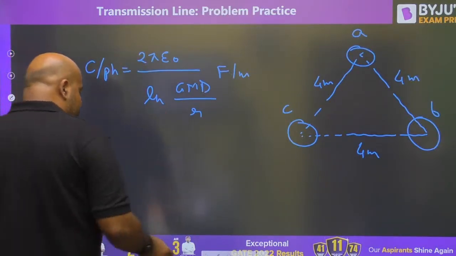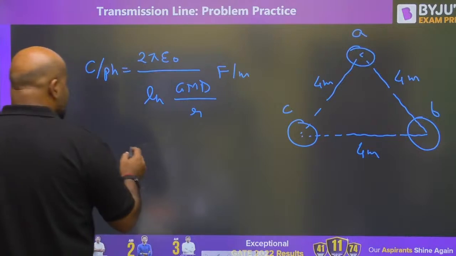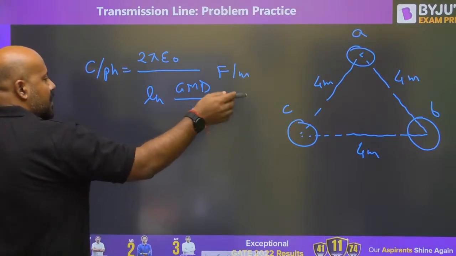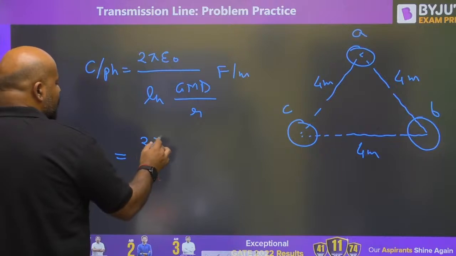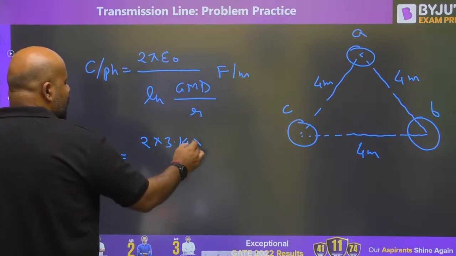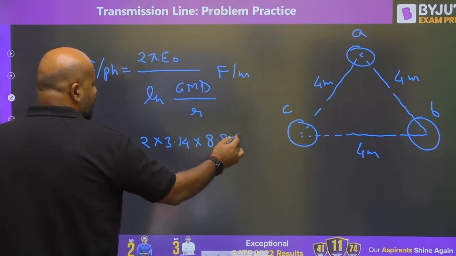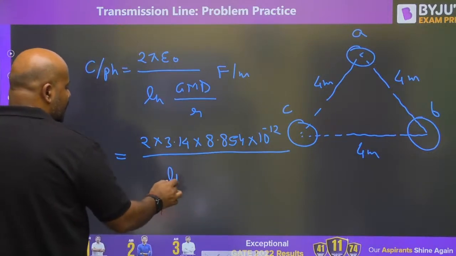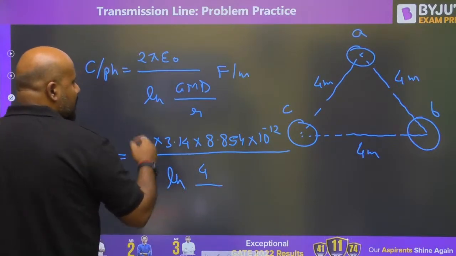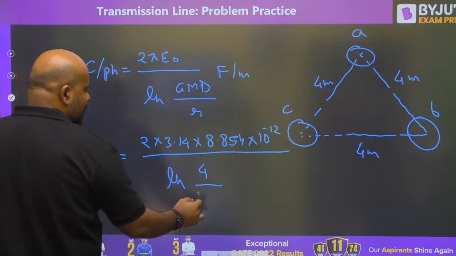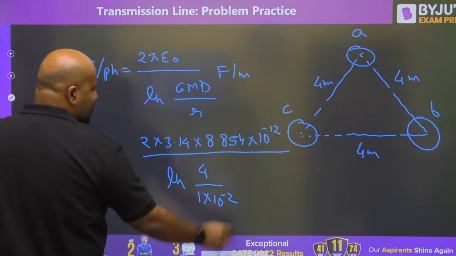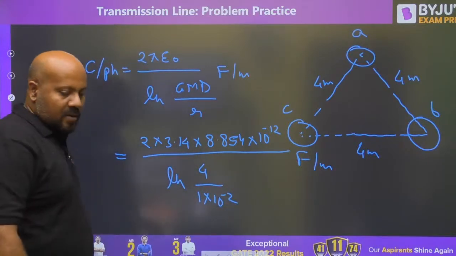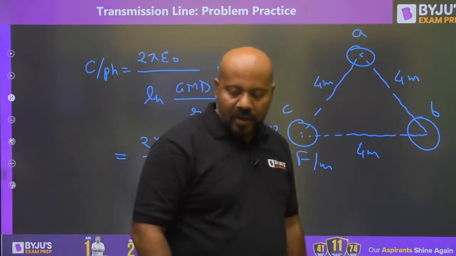So you can write the GMD directly now. Because it is equilateral, 4 times 4 times 4, take the cube root, and it becomes 4. So this is 2 times 3.14 times 8.854 times 10 to the power minus 12, divided by ln of 4 over the radius. The radius is 1 centimeter, so it is 1 into 10 to the power minus 2. And this is farad per meter. You can calculate this value. I hope you are getting somewhere around 9 point something.